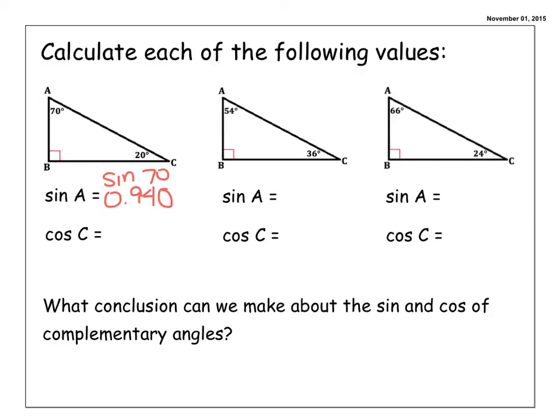Now, for the second part here, I want to find the cosine of C. So looking at angle C, I want to find the cosine of 20 degrees. So here I'm going to be doing cosine of 20. So cosine of 20, and I end up with 0.940.